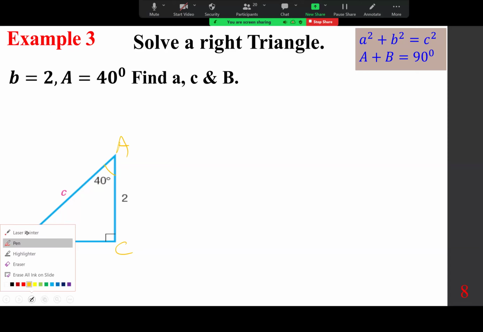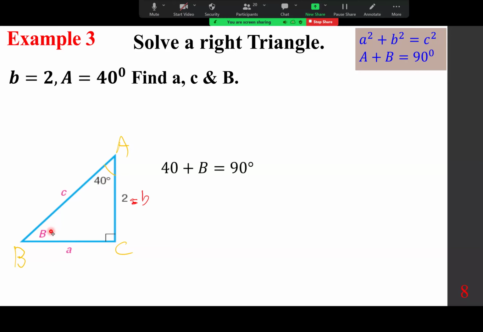Now look, across from capital C, lowercase c, across from capital A, lowercase a, across from capital B, lowercase b, and that's given. So just to give you an idea. All right, obviously this is 90 degrees, this is 40, they must add up to 90, this becomes 50. That's as simple as it gets. That's the first one we would tackle because it takes a split second. 40 plus B must add up to 90, B must be 50 degrees.